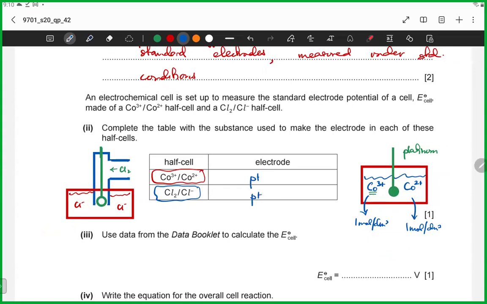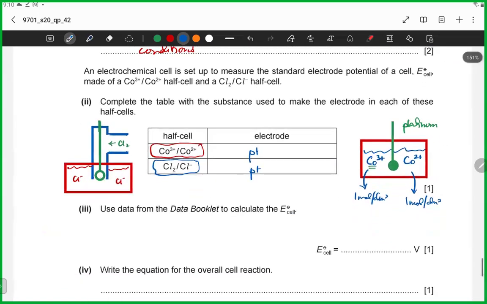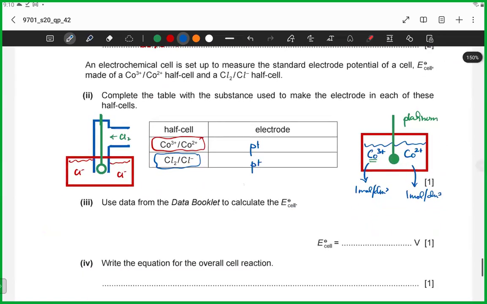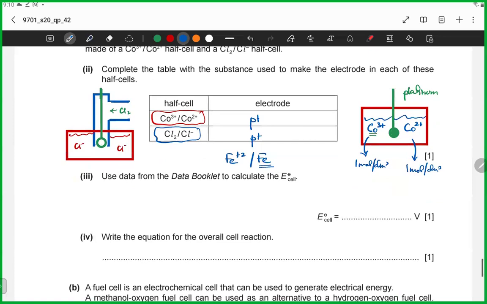Or thirdly, there's one extra type of electrode: if the electrode reaction itself involves a metal, for example, iron 2 plus gaining electrons and in equilibrium with iron. In that case, the metal is going to be used as the electrode. So it's always platinum, unless the reaction itself involves a metal, then you're going to use the metal itself.